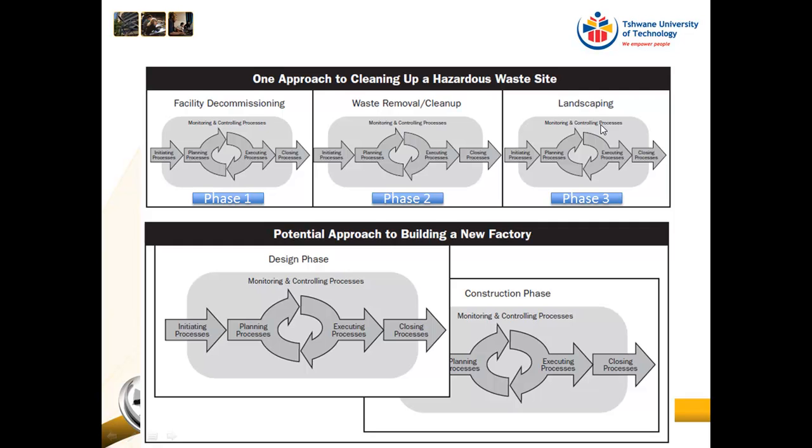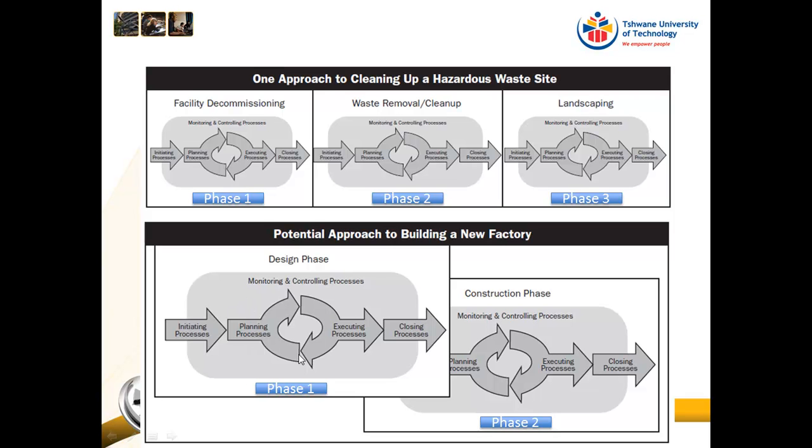So here is another one. This is a potential approach for building a new factory, and again, we have phase 1, which is the design phase, and we have phase 2, which is the construction phase. And the difference in this project is that we are deciding to fast track. So we are saying that as soon as certain parts of the design are completed, we will then continue with the construction. So let's say we're building a building.